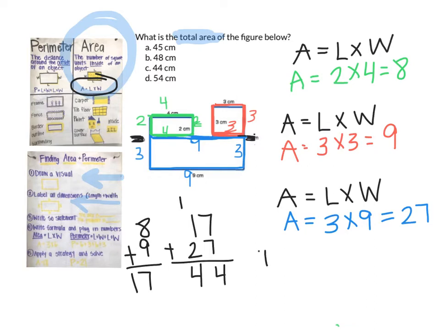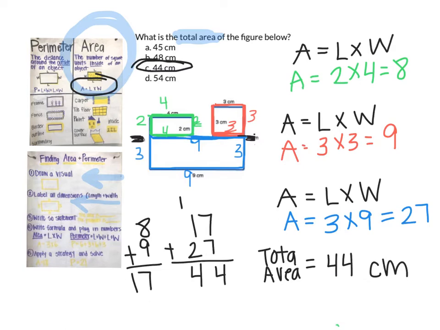So my total area equals 44 centimeters. I go back up to my answer choices. We've got answer choice C.